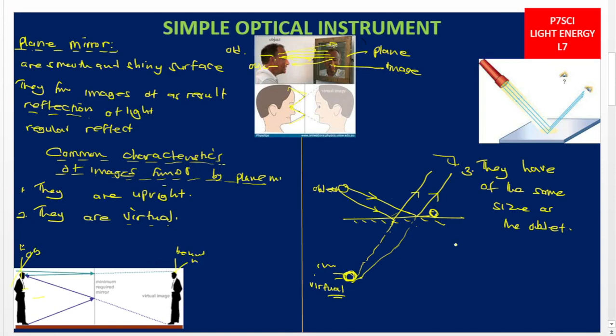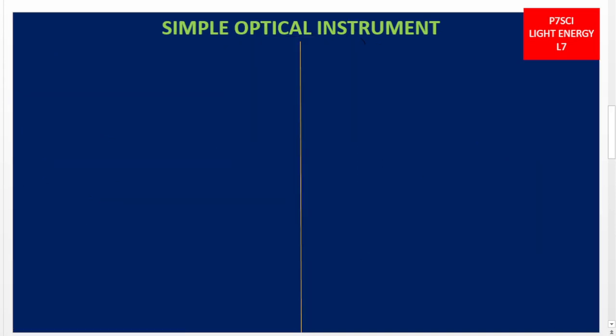Then characteristic number four: the images are formed behind the mirror.